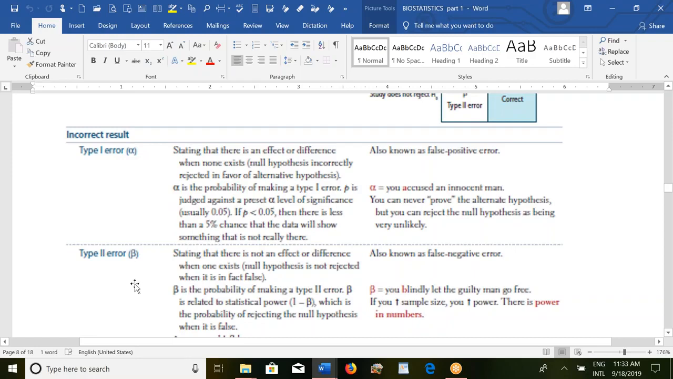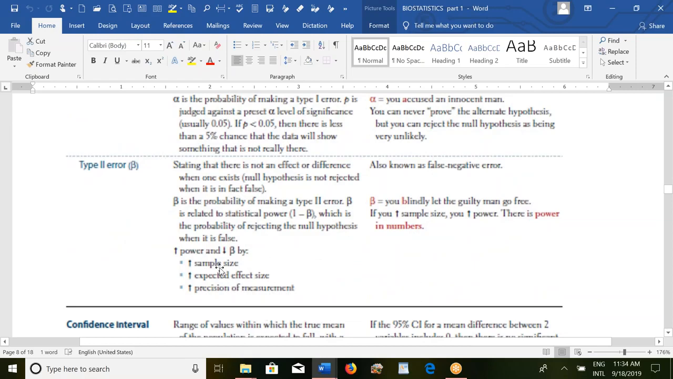What is type 2 error? Stating that there is not an effect or difference when one exists. So null hypothesis is not rejected when it is in fact false. So failure to reject null hypothesis when it was wrong, this is called type 2 error or beta error. Beta is the probability of making a type 2 error. Beta is related to statistical power. Power is equal to 1 minus beta, which is the probability of rejecting null hypothesis when it is false.